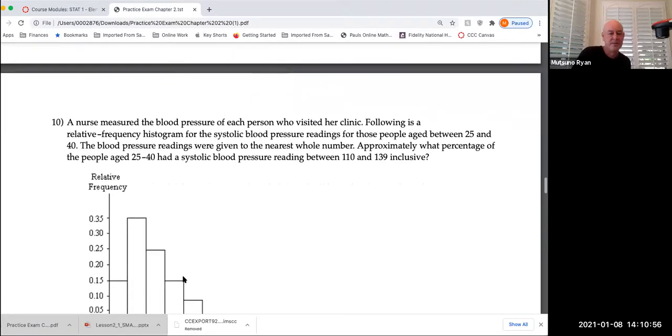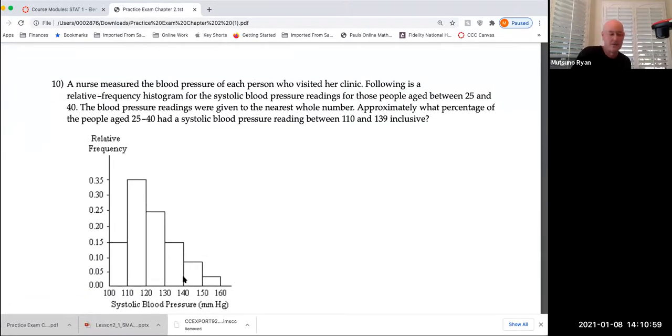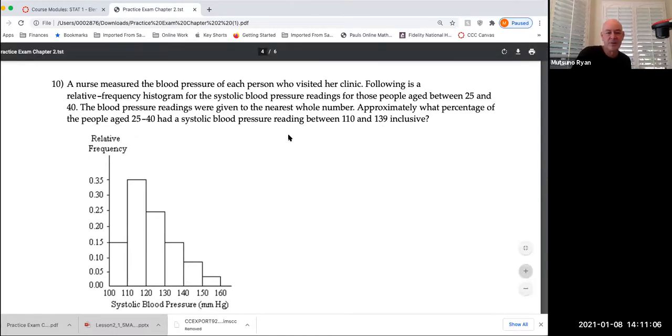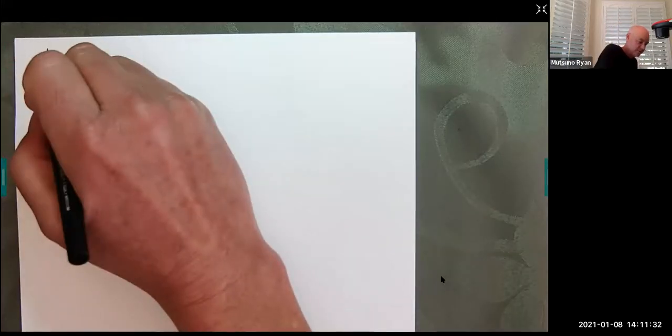Next one, same information. They want to know what percentage of these people had a reading between 110 and 139. So here's 110 to basically 140. So basically what we're going to want to do is add up 0.35 plus 0.25 plus 0.15, and that'll give me my total. So once again, the answer for 9 was 10.